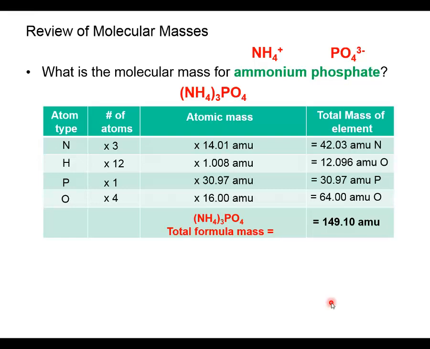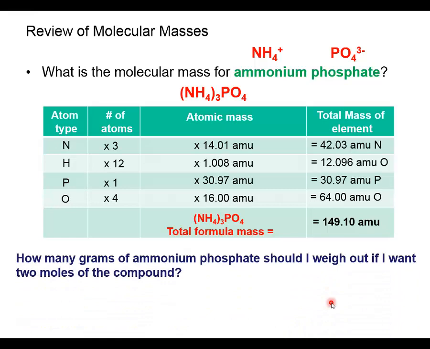Okay. Now let's consider this. How many grams of ammonium phosphate would you want to weigh out in the lab if you want to have 2 moles of the compound? Now realize we already discussed that 1 mole of this substance would have a mass of 149.10 grams per mole. It scales up nicely to mole quantities once we go to grams per mole.